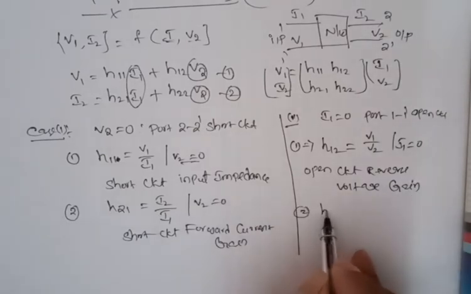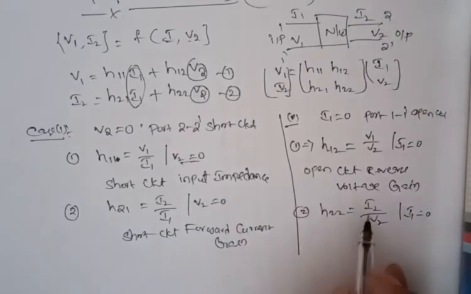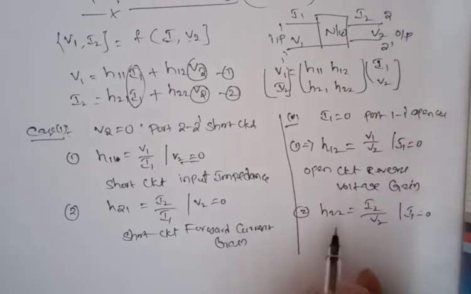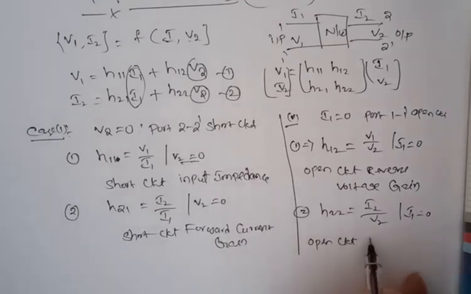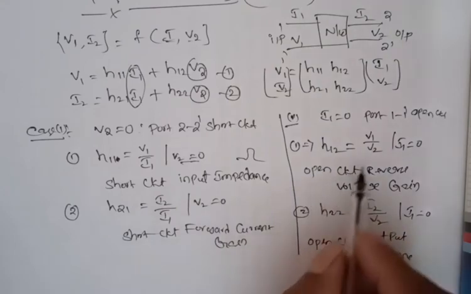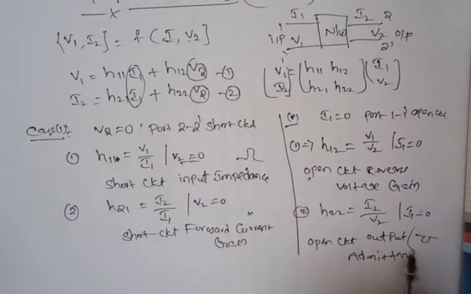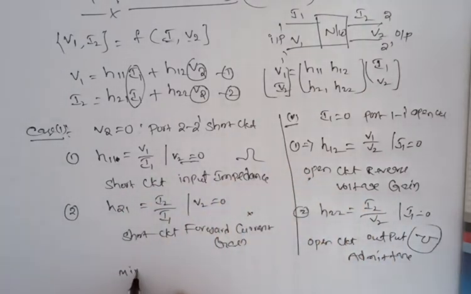Next, the second equation gives H22 equal to I2 by V2 when I1 equals 0. I by V we can call admittance, and it is purely related to the output side, the second port. So whenever I1 is 0, we can say this is the open circuit output admittance. The short circuit input impedance unit is ohms; forward current gain and reverse voltage gain have no units; the admittance unit is mho. So it has mixed parameters, and that's why these are called mixed or hybrid parameters.